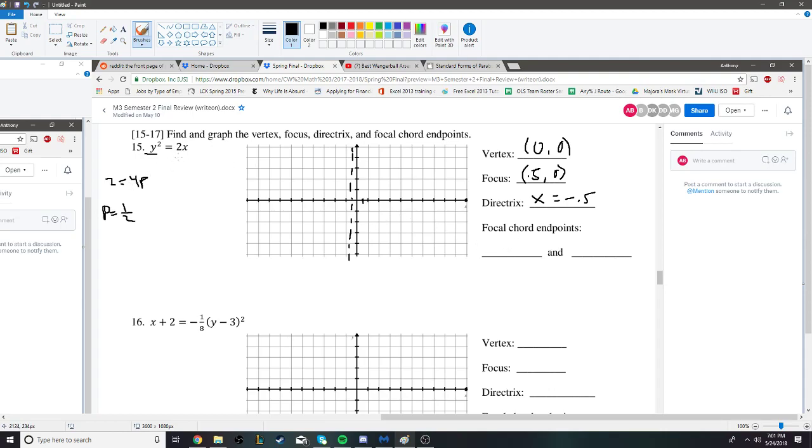And since our focal width is 2, that means I need to go from the focus up 1, down 1 to give us an entire width of 2. So our focal endpoints are at 0.5, comma 1, and 0.5, comma negative 1. And it looks kind of like that.